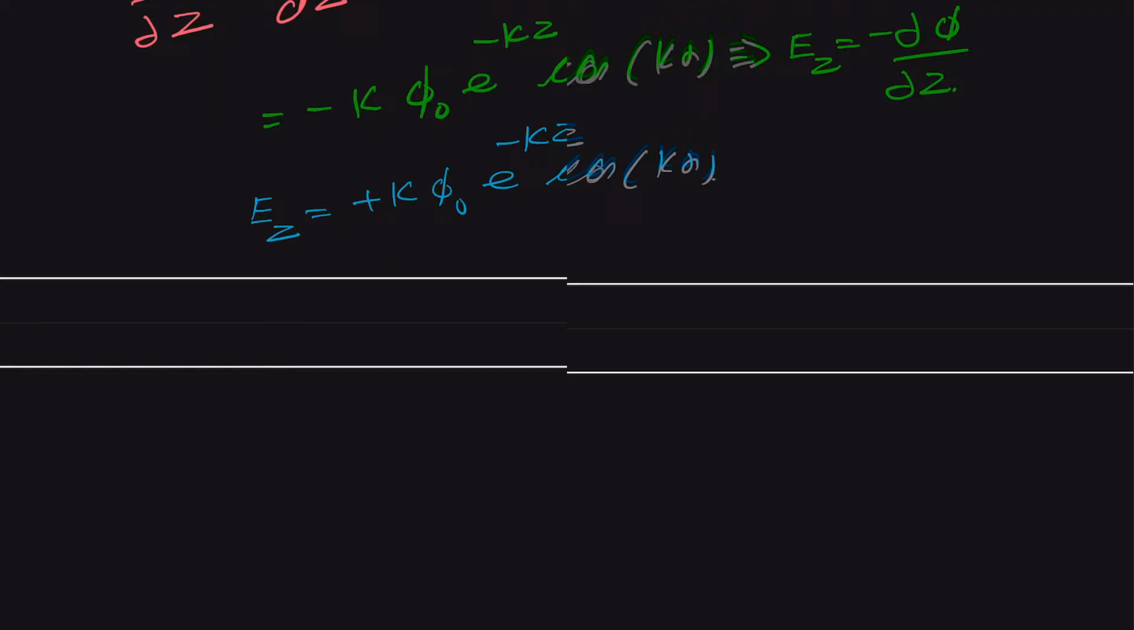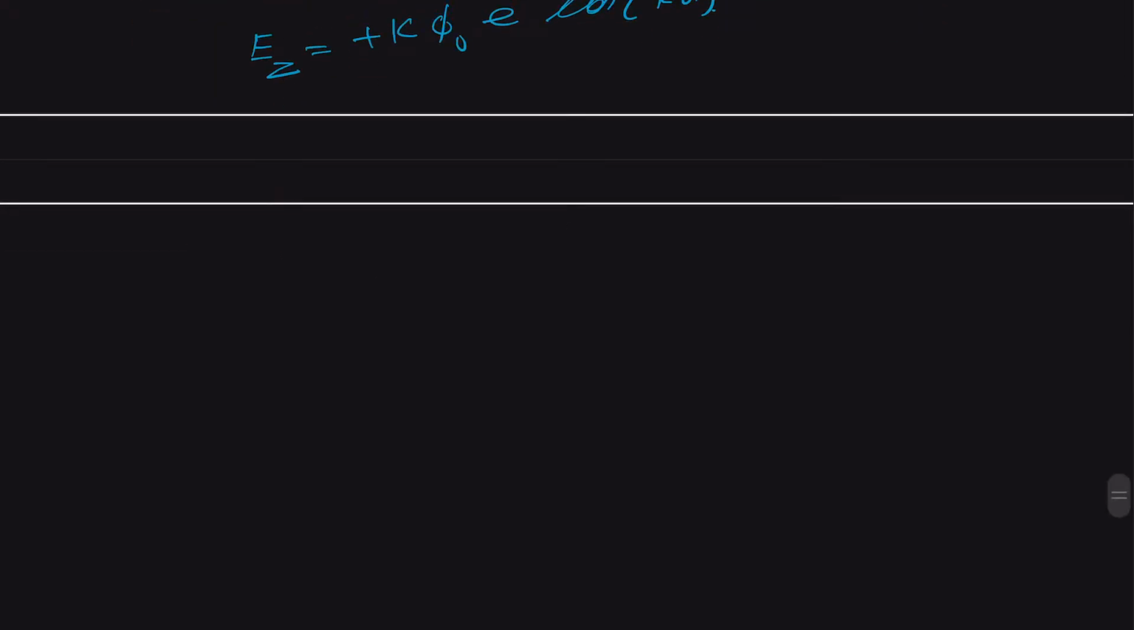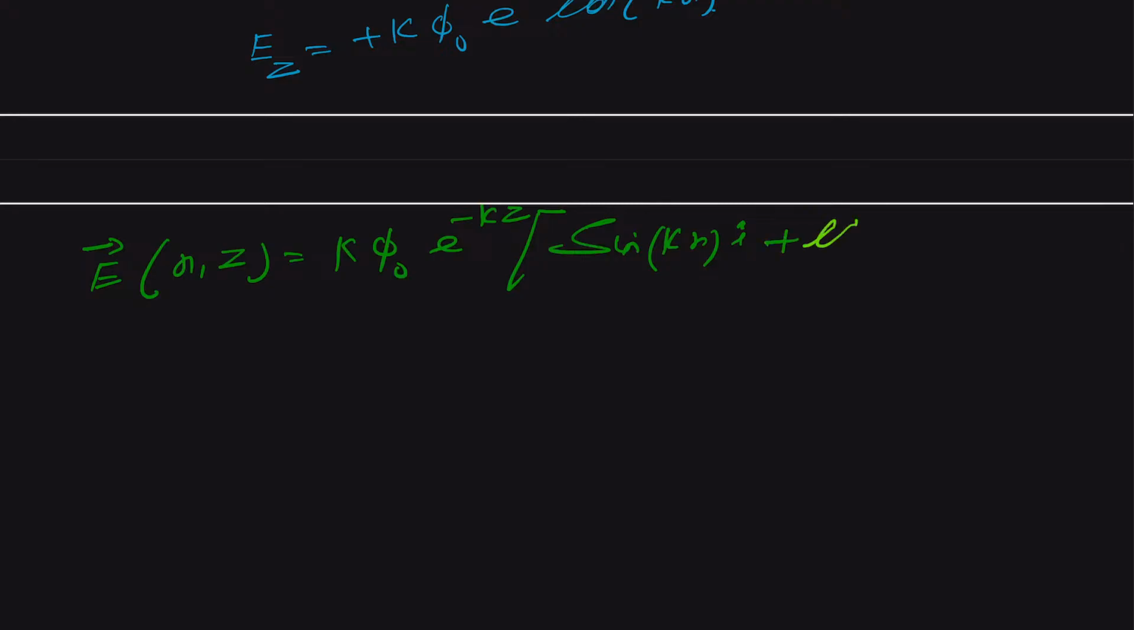Now we can just combine them. So we get the electric field in x and z direction will be equal to k phi naught e raised to power minus kz. We can take this as common and we get sine of kx i unit vector plus cos of kx k unit vector. And we have to remember this is for z greater than 0.